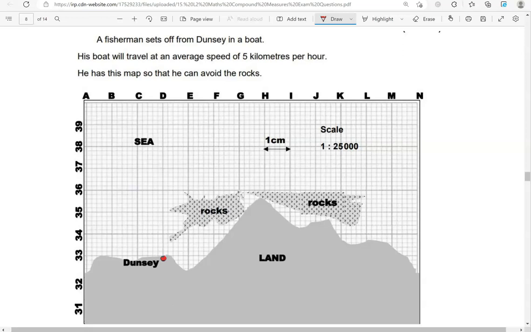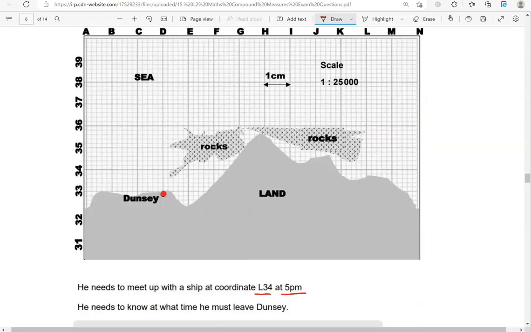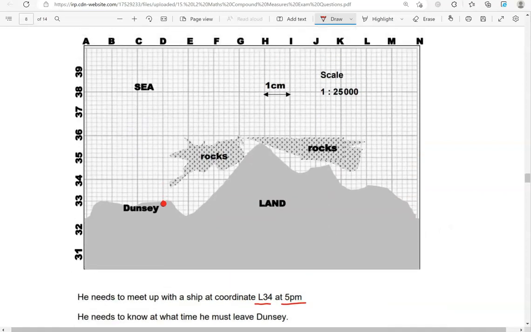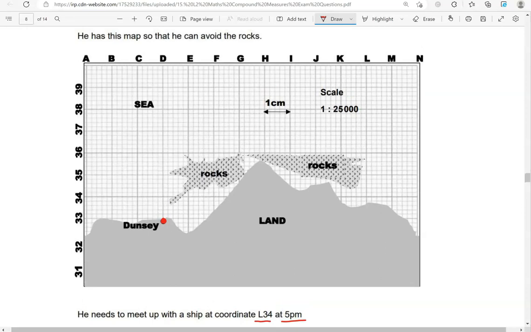So we're starting from Dunsey. And he meets up with a ship at coordinate L34. So there is L and there is 34. So going down to this point here. He needs to avoid the rocks. So the journey could be going like this.